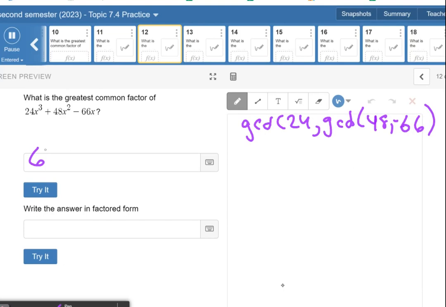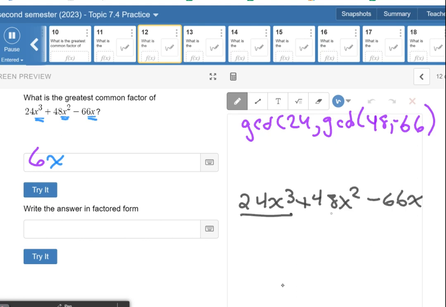But now you have to look at the variables. We have x to the third, we have x squared, and we have x. The most they share is just an x. So this is where the work needs to come from. We have to write out the trinomial that was given. Sometimes it's going to be a binomial. And then you are going to divide it by your GCF. So we found the GCF to be 6x.